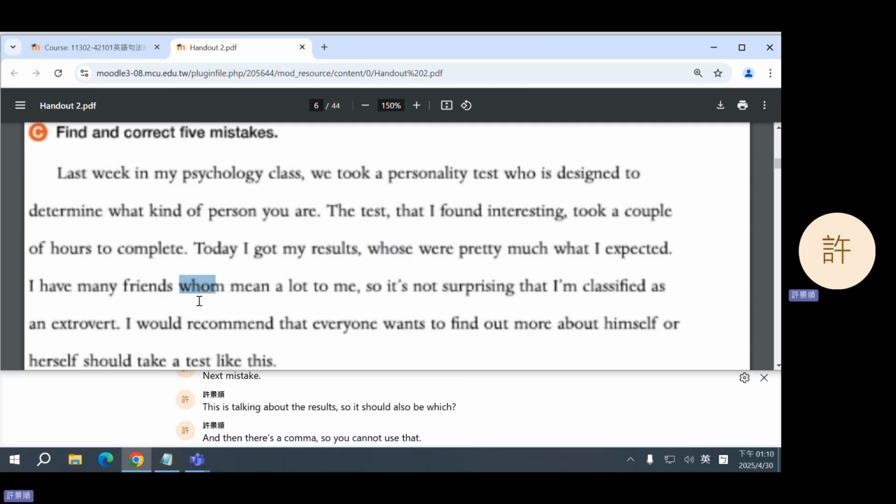Next mistake. This should be the subject, right? My friends mean a lot to me. This is the complete sentence. This is the subject of the sentence. So it should be who or that.